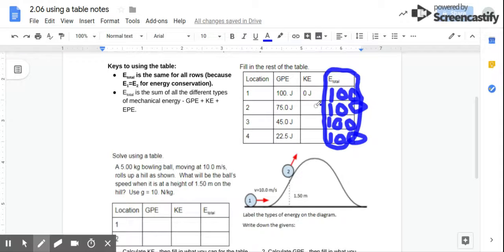So now I'm going to go through and fill in the KE. 75 plus what equals 100? Well, 25. And I'm not going to worry about sig figs.